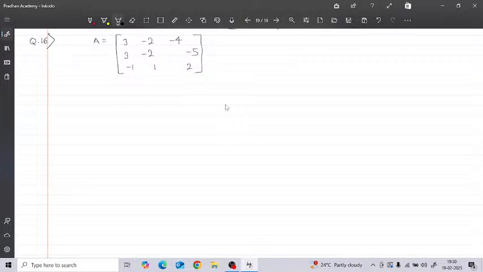So A can be written as half of (A plus A transpose) plus half of (A minus A transpose). We name them P plus Q. I am writing in the same way, and in that way you will have to write in the exam also. Okay, so this is my A.